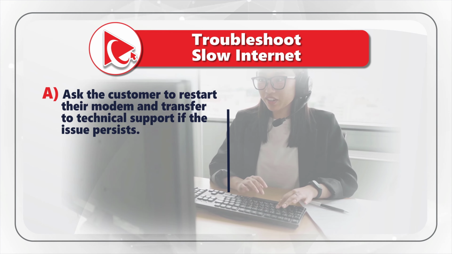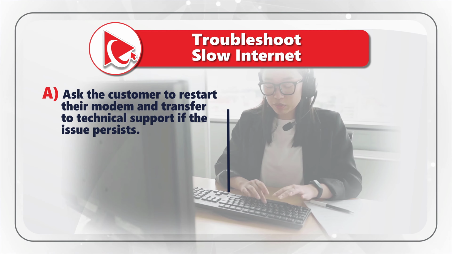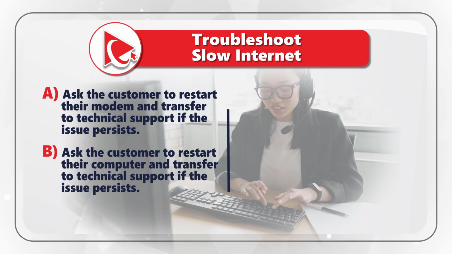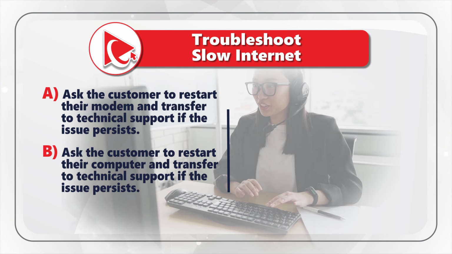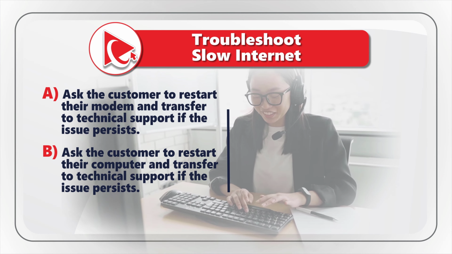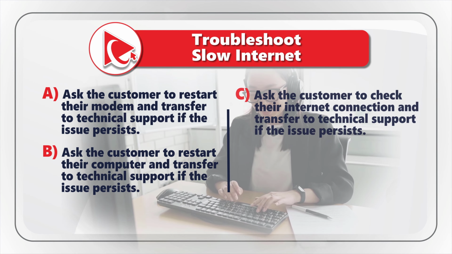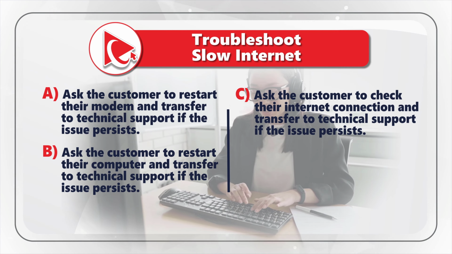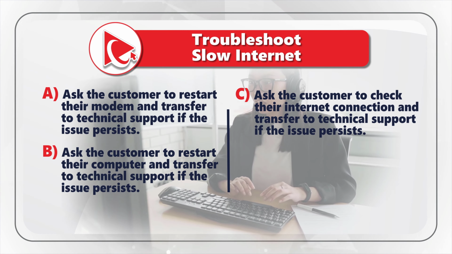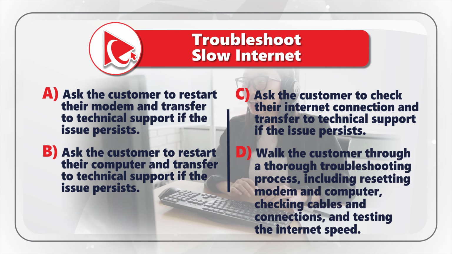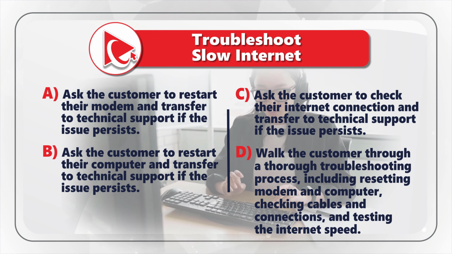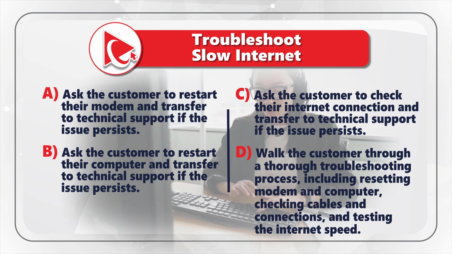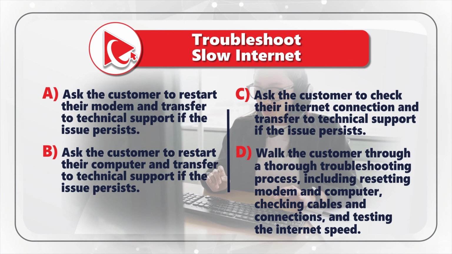You're presented with 4 choices and you need to select one. Choice A, ask the customer to restart their modem and transfer to technical support if issue persists. Choice B, ask the customer to restart their computer and transfer to technical support if issue persists. Choice C, ask the customer to check their internet connection and transfer to technical support if the issue persists. And last but not least, choice D, walk the customer through the thorough troubleshooting process, including resetting the modem and computer, checking cables and connections, and testing the internet speeds.